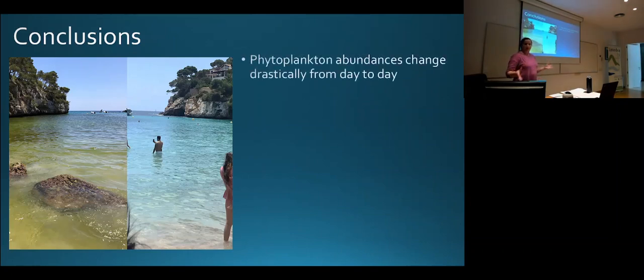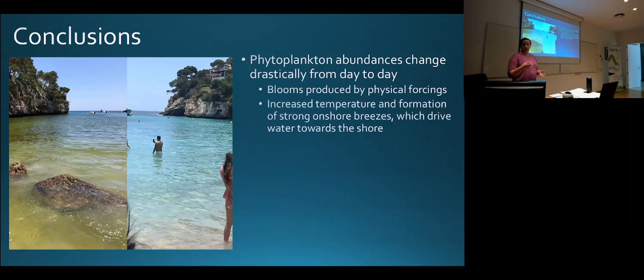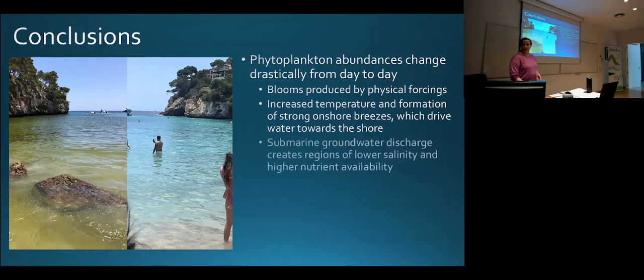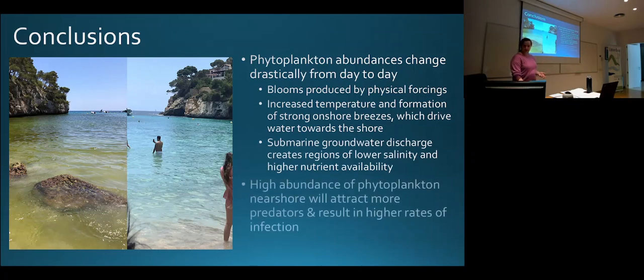So phytoplankton abundances here change drastically day to day. It's largely a physical forced system based on winds and currents. And so increased temperature and the formation of strong onshore breezes is what primarily drives these blooms by pushing the water and the plankton towards the shore, and then the plankton prefer to stay in these regions with higher nutrients. Because the submarine groundwater discharge creates these areas of lower salinity and higher nutrient availability.